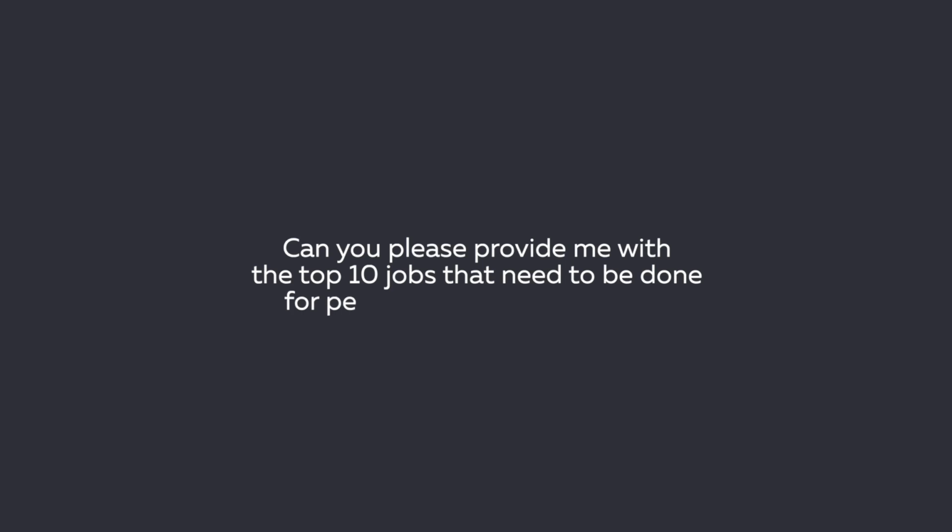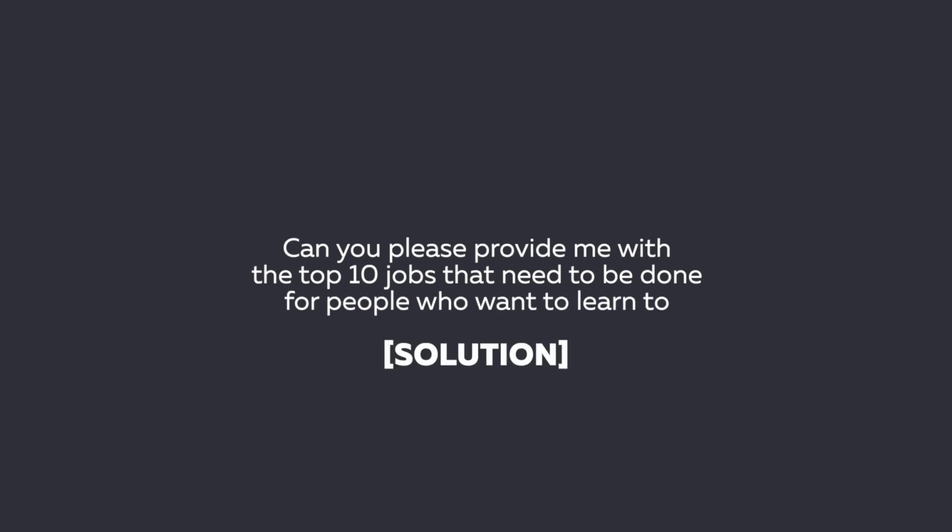Can you please provide me with the top 10 jobs that need to be done for people who want to learn how to paint with watercolor, as an example, or who want to know how to become a better mom for their kids? Do you see what I mean? And then ChatGPT starts creating the jobs which need to be done for your clients. Then you can ask ChatGPT to arrange it based on the jobs which I just mentioned: main jobs, related jobs, social jobs, and emotional jobs. And your jobs to be done analysis is ready. Let's move on to the next step.